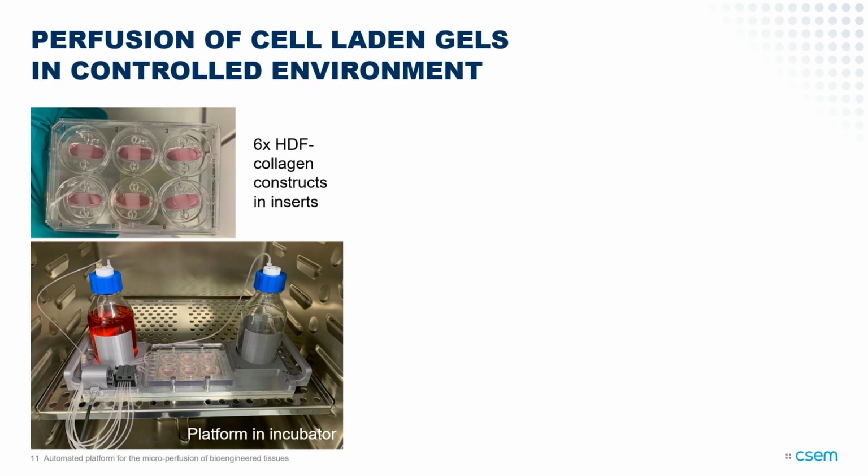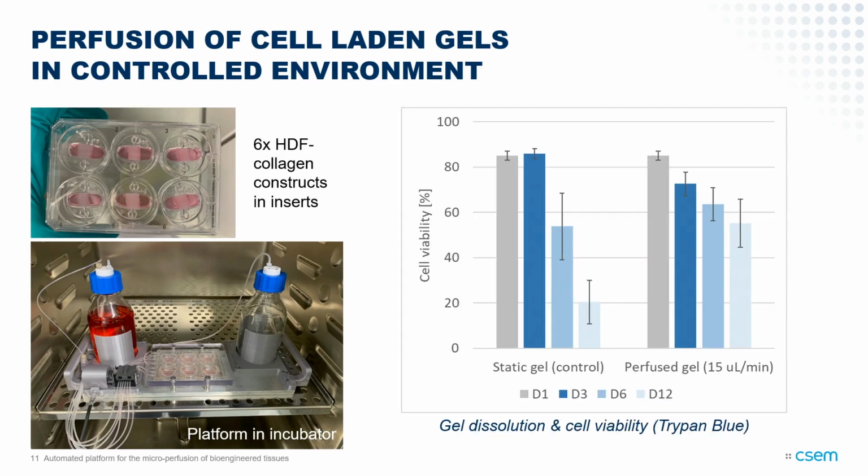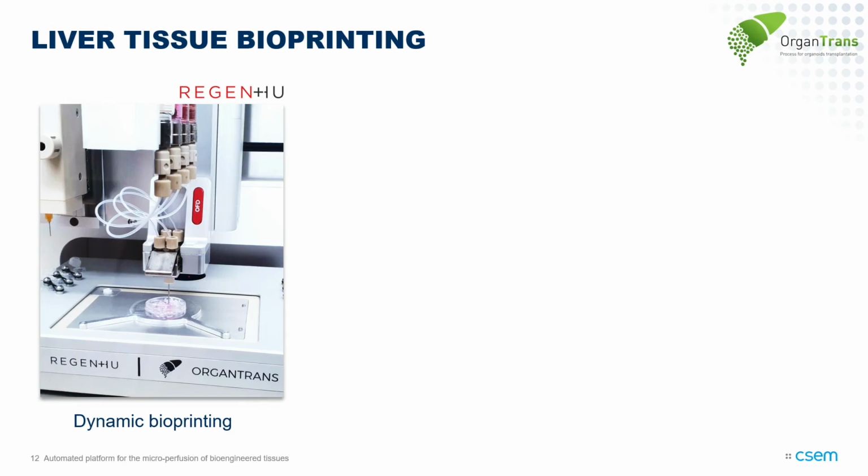And in this case, we have collagen construct with cells, and we measured the cell viability after different times of perfusion, showing that after perfusion we have a better viability of the cells. Of course, this depends also on the type of construct we want. And now I want to go back to the example that I introduced before with the organ trans technology, where in this case we use bioprinting to make our tissue.